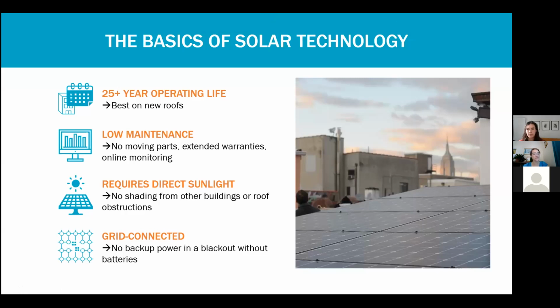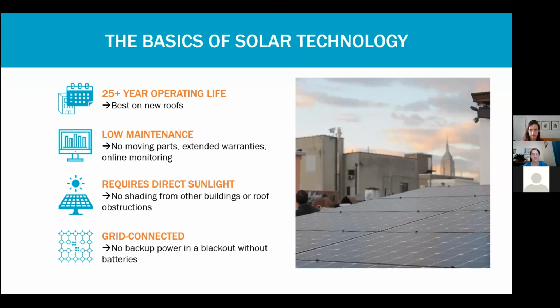And they're also very low maintenance. There's no moving parts. We usually recommend that someone check the panels maybe once or twice a year to make sure nothing's gone wrong, but there's no required maintenance. And you can monitor their production online with a web app. So it's very simple.